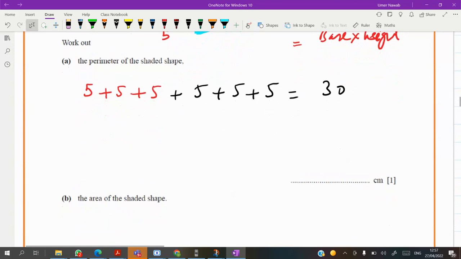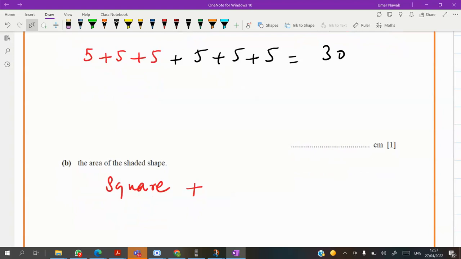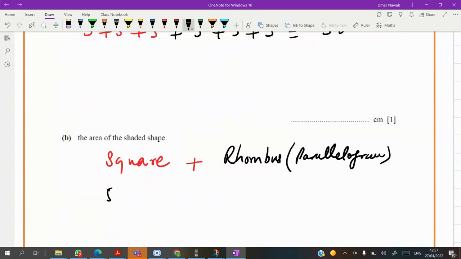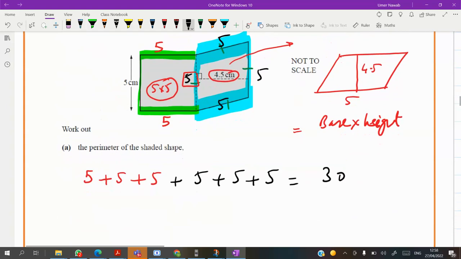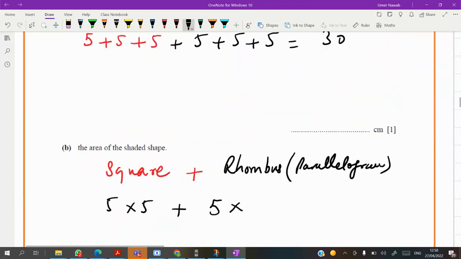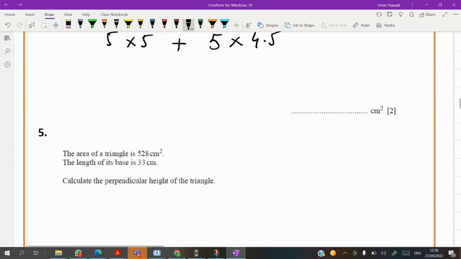Area of a shaded shape is the sum of square area and a rhombus, which is a parallelogram. Area of a square is 5 times 5. Rhombus is parallelogram, base times height. Our base is 5 and our height is 4.5. And then we get our answer.